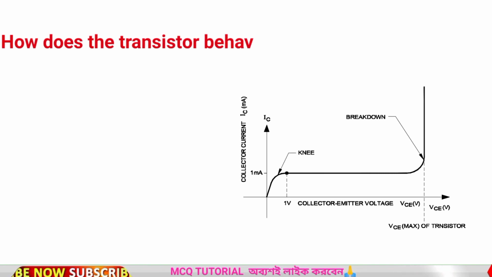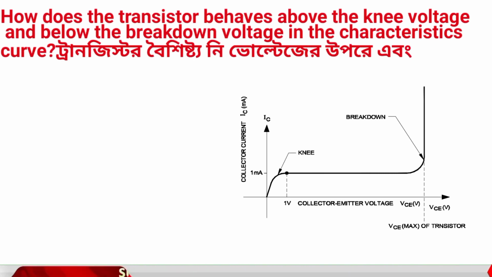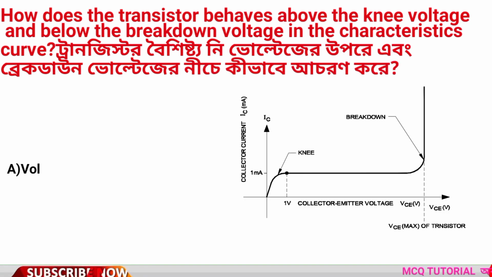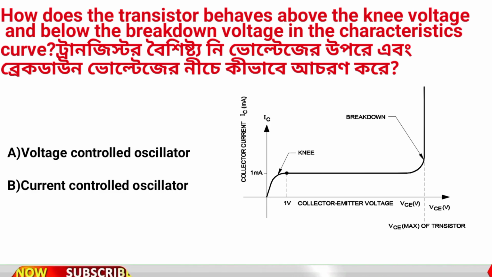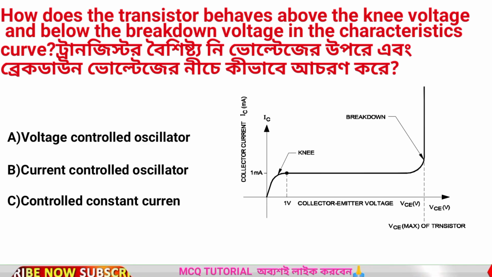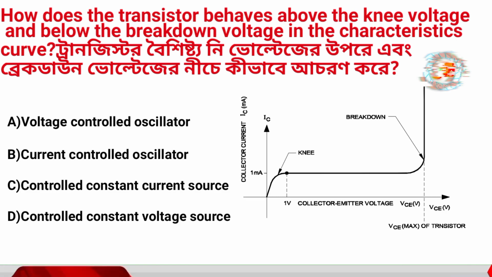How does the transistor behave above the knee voltage and below the breakdown voltage in the characteristics curve? Option A, voltage controlled oscillator. Option B, current controlled oscillator. Option C, controlled constant current source. Option D, controlled constant voltage source.